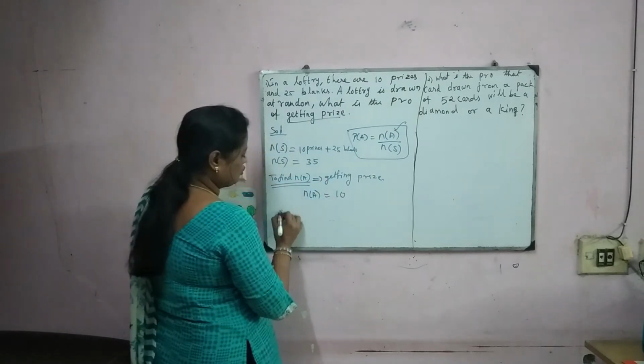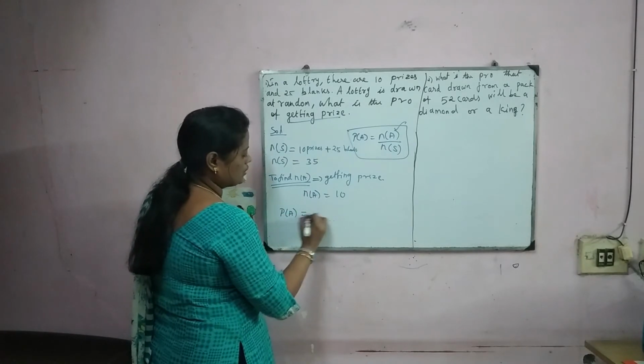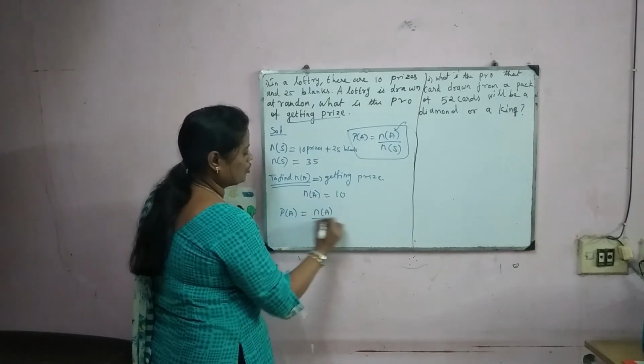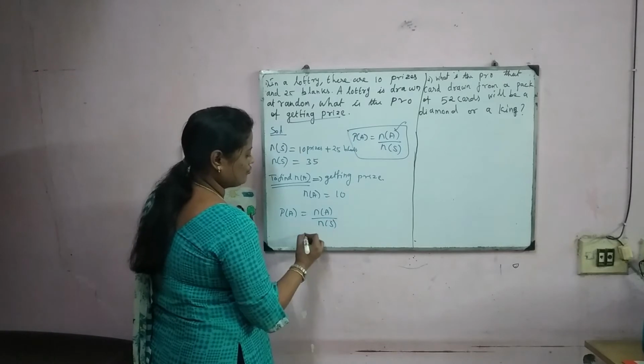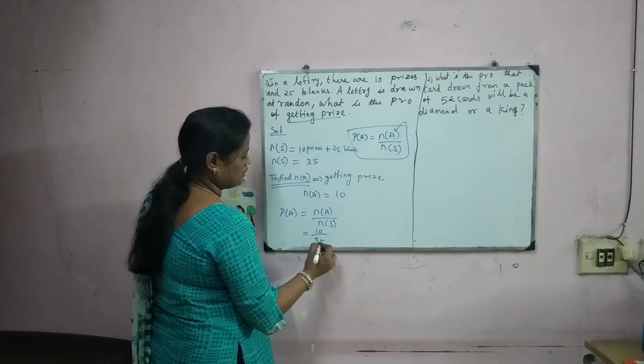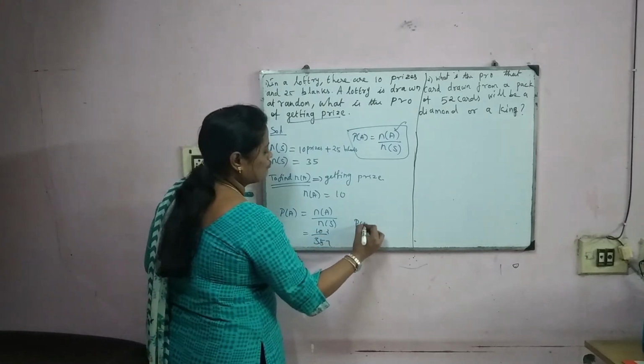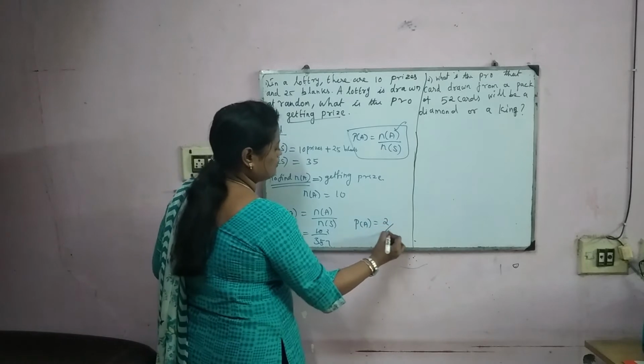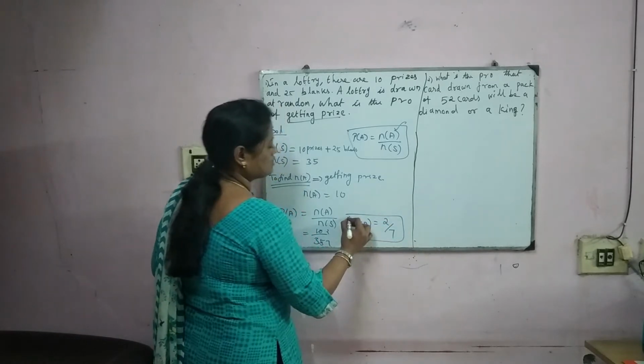Next we know the probability. P of A is equal to N of A divided by N of S. That is, N of A is 10 divided by N of S is 35, and using the 5 table, 2 times 7. Therefore P of A is equal to 2 by 7. So this is our answer.